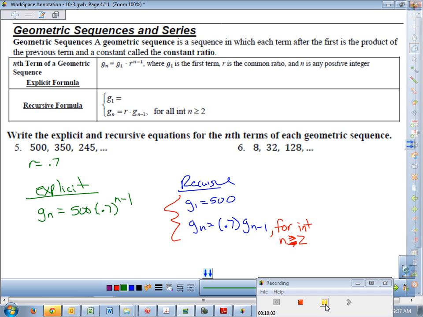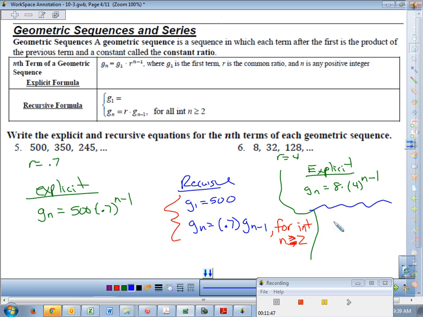Explicit and recursive. Here's our explicit formula right here. It's the first term times the rate to the n minus 1 power. And my recursive: the first term is 8. Any term after that will be that rate of 4 times the previous term for integer n's greater than or equal to 2, as a bracket. Pretty simple, eh? Pretty simple.